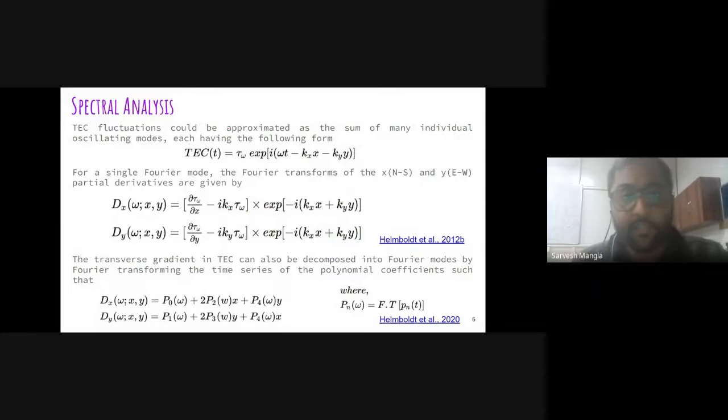Now, to characterize the wave structure present in the ionosphere, we are doing the spectral analysis. One could approximate TEC fluctuation as a sum of many individual oscillating modes and represent it by this. The same parameters can be derived using the equations of the second order and third order polynomial series. By comparing both sets of equations of real and imaginary part, one can get the wave number vector and wave velocity.